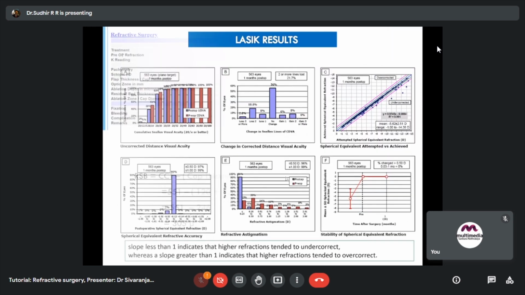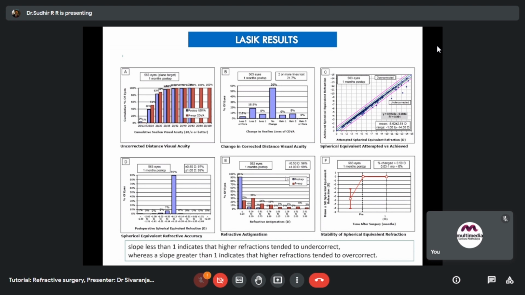We also need to know the results of it. This is where the nomogram comes in. When we plot, this is actually the result of our LASIK procedures done maybe 5-6 years back on some 560 eyes. So we have the efficacy, the safety and the stability of this refraction, and how much correction happens.